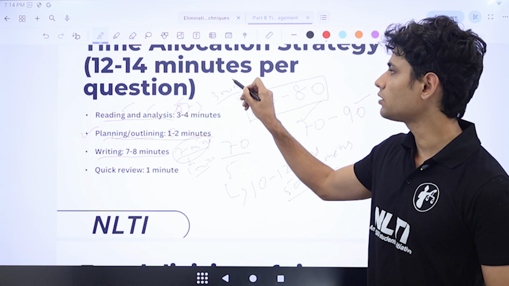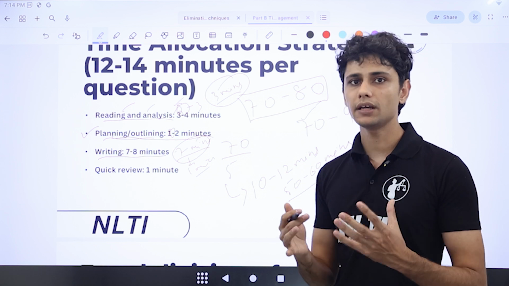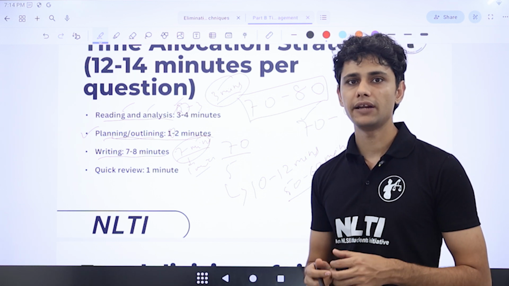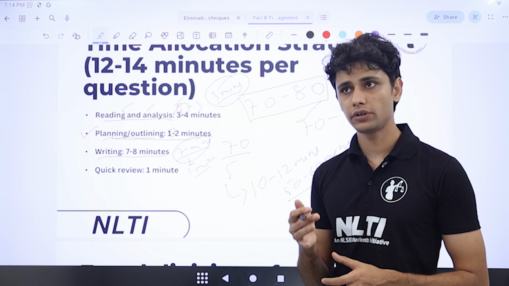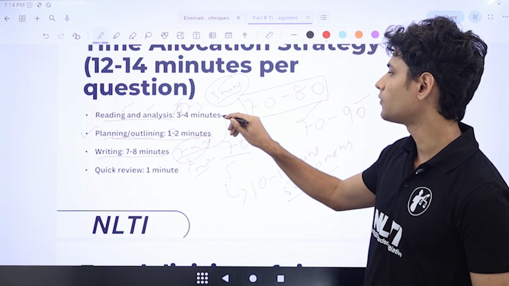But in any case, do not compromise with these 3 minutes because they are very important. In these 3 minutes, you're thinking about what you want to write. You're thinking about the question. You're looking at all the relevant facts and information that you want to take out of that question to write your answer. So that's roughly how the mental map of this looks.